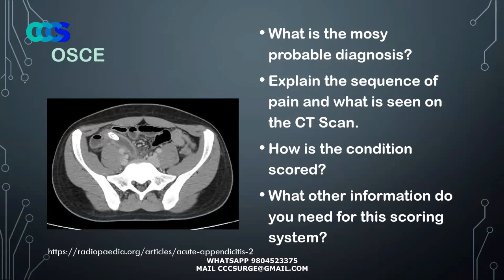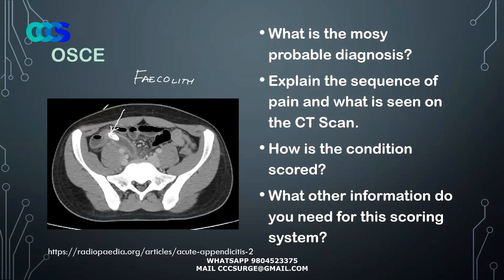Why do we call it acute appendicitis? You can actually see that there is a fecolith. So what is that? It's a fecolith: stool in the appendix lumen, which has become very hard.